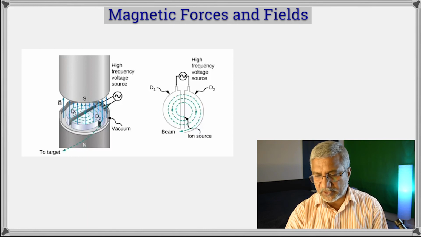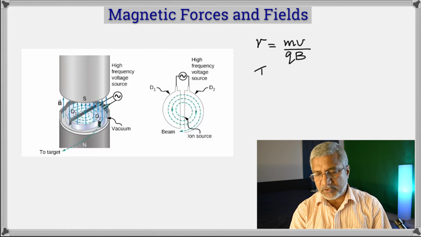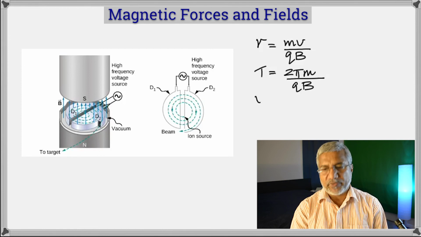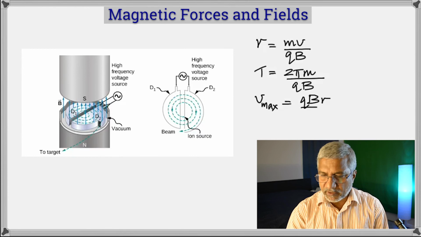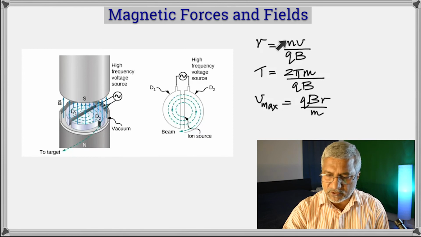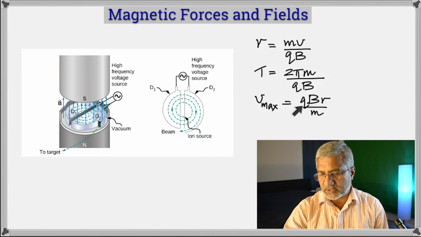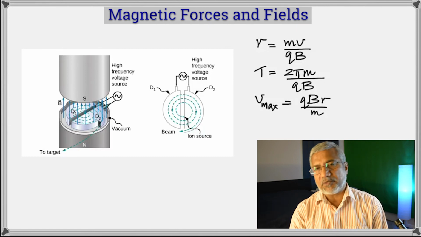So here are the formulas. The radius of the path at any time is mv by qB. Time period is 2 pi m by qB. And if you take the maximum velocity, I'm just rearranging this to make velocity the subject. Wouldn't that give us qBr by m? Yeah. And if you're looking for maximum velocity, because these three terms are constant, that means radius must become maximum. So that's why when the radius becomes bigger, the velocity becomes bigger.